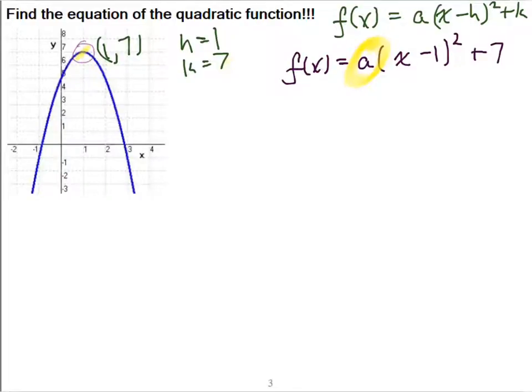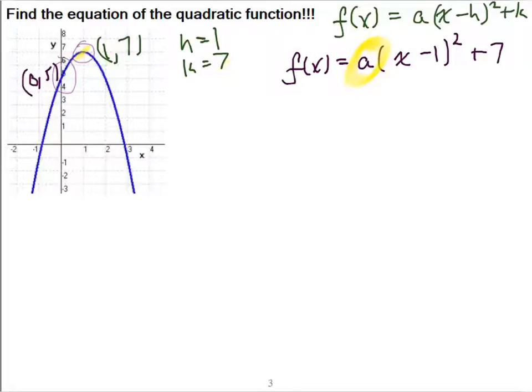And I like to pick one that's easy to plug into, right? It looks like my graph is going through the point right here, right? (0, 5). So I have another point, (0, 5). That's the y-intercept, right? So what does that mean? That means when I plug 0 in for x, that I get 5 out.